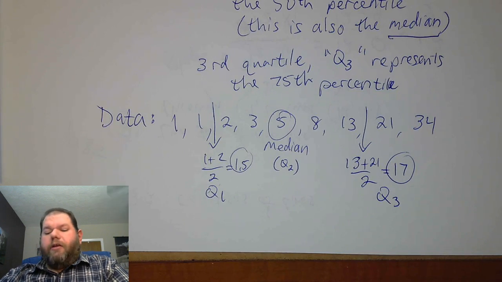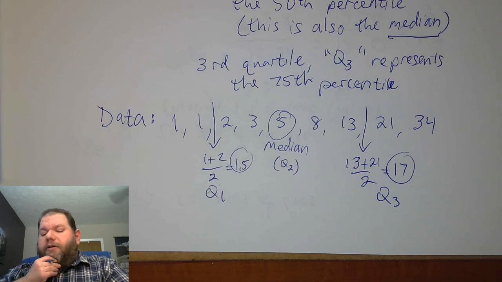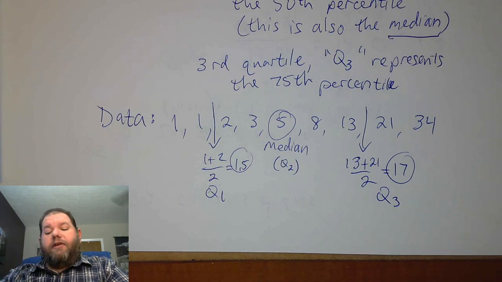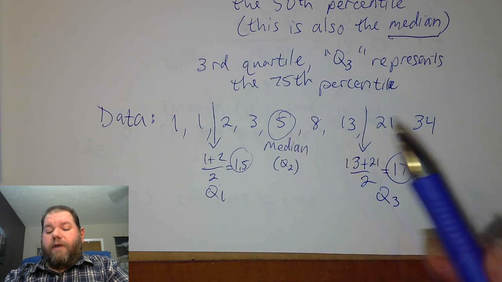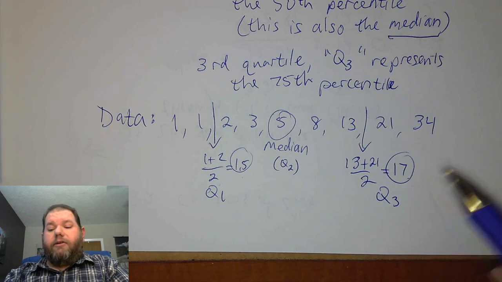Okay, so that's how we can think of it. The median is the middle point of the entire data set. And then if we think of the median as dividing the data set in half, then the middle of the lower half is Q1 and the middle of the upper half is Q3. And so we get Q1 is 1.5, the median is 5, and Q3 is 17.